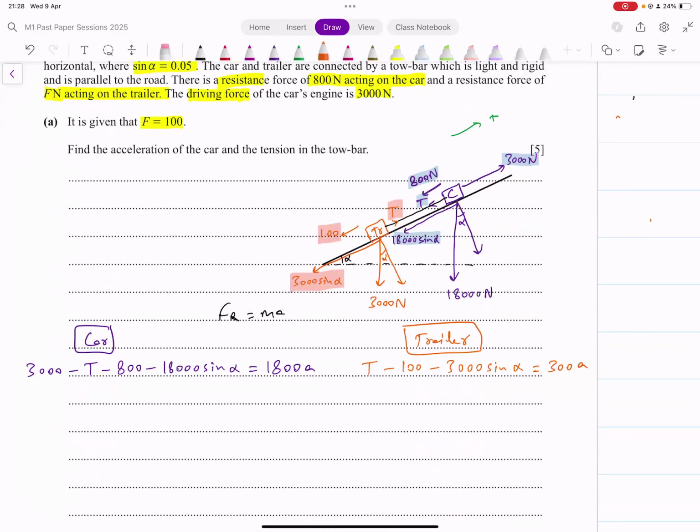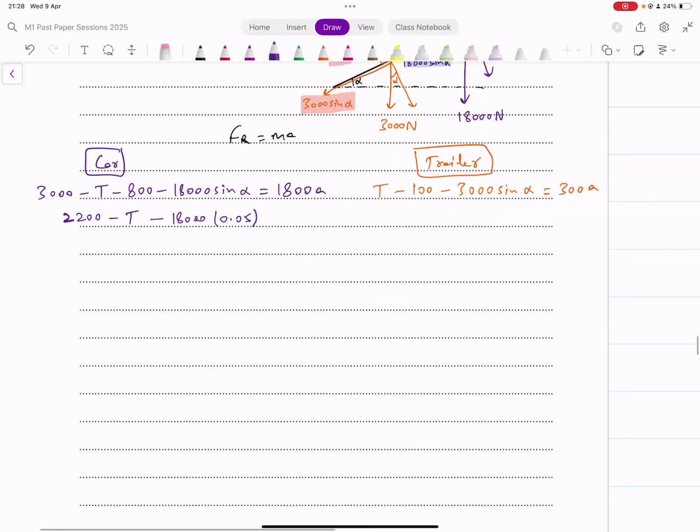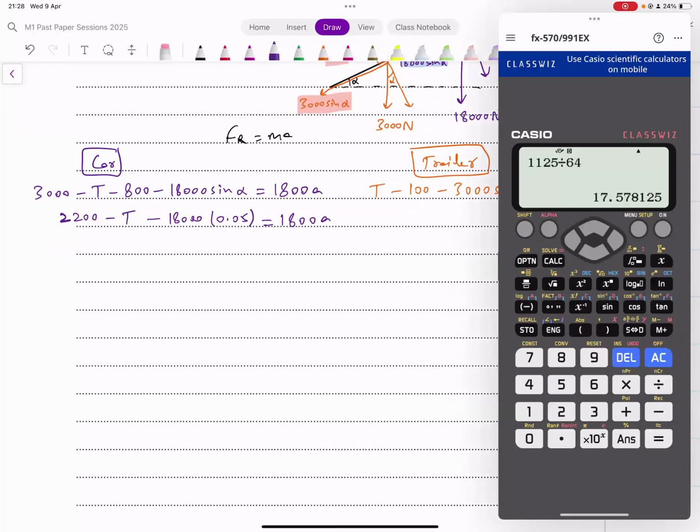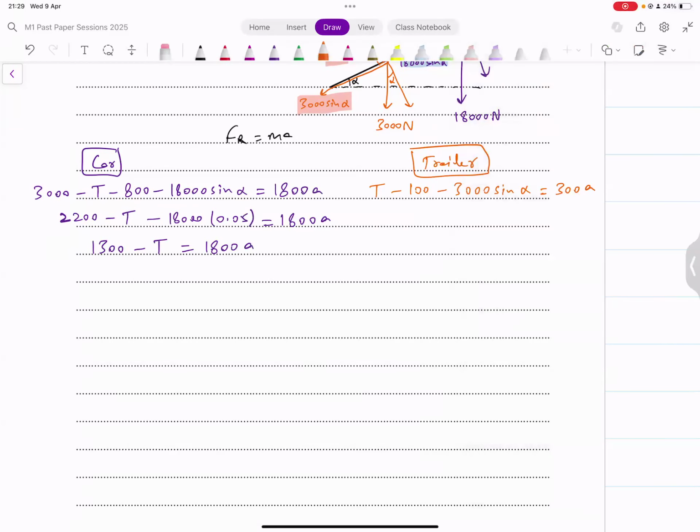We are given that sine alpha is 0.05. We can input that here. So it becomes 3000 minus T minus 800. 3000 minus 800, what's that? That's 2200 minus T minus 18,000 into 0.05. That's the value of sine alpha, equals 1800 times A. What's this value on the left side? 2200 minus 18,000 times 0.05. 1300 minus T, that equals 1800 times A. Okay. Now, what about the other one?